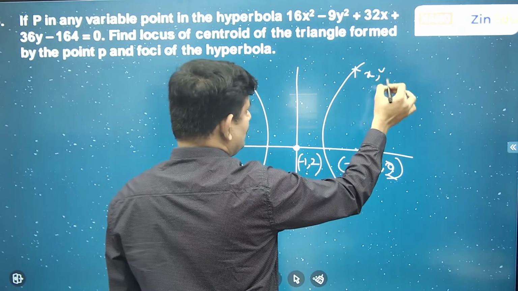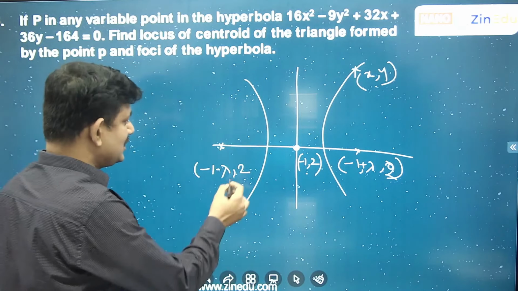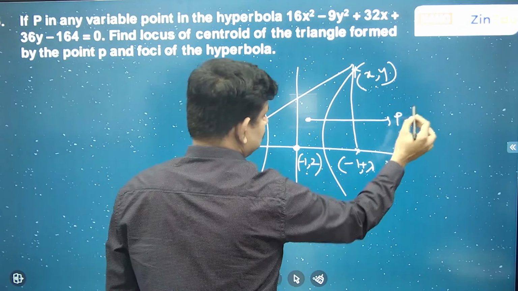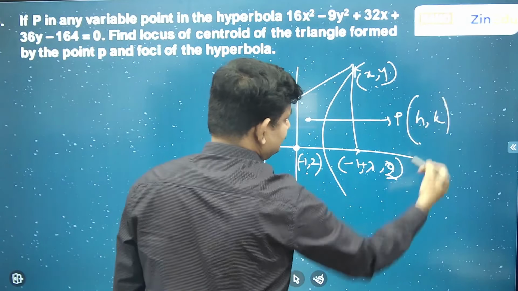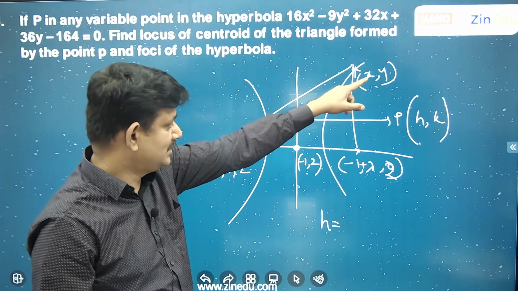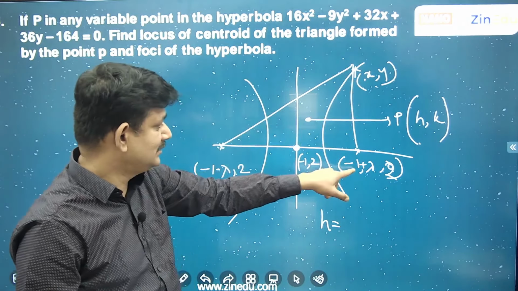Take any point (x dash, y dash) here. The centroid of this triangle will be what? Let it be (h, k). We have to find the locus of the centroid. So h will be what? Just add x dash, plus lambda minus lambda gets cancelled, x dash minus 2 by 3, and k will be what? Just add the coordinates again, y dash plus 4 by 3.